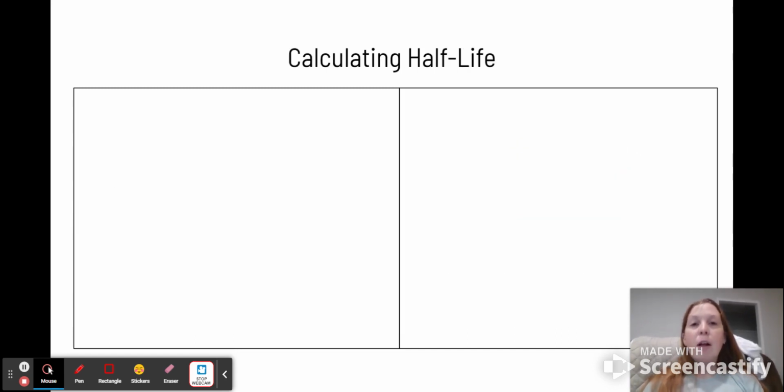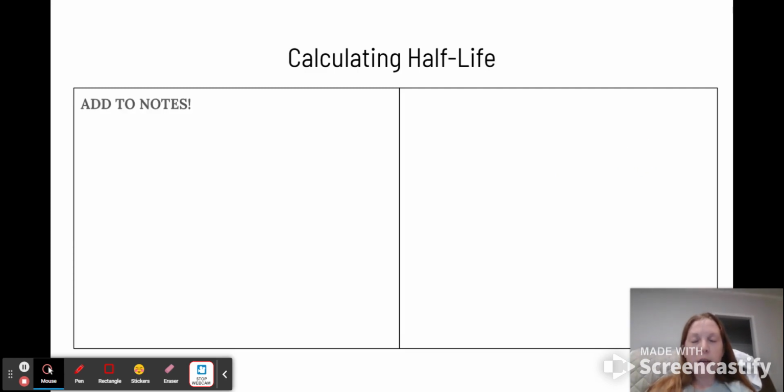So now that we know what half-life is, let's talk about calculating it. And we have two different methods to do this. Also, depending on when you watch this video, you may need to add this and write it into your notes. The first method is the arrow method, and we use this for a really small number of half-lives that we've gone through, or whole number half-lives.